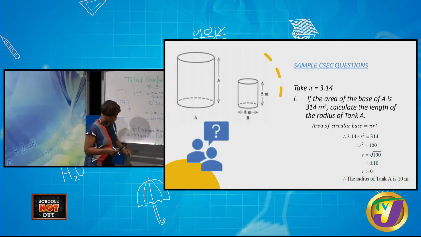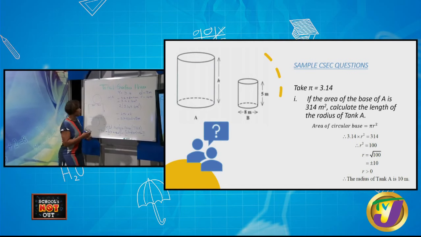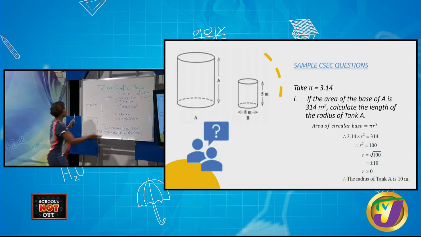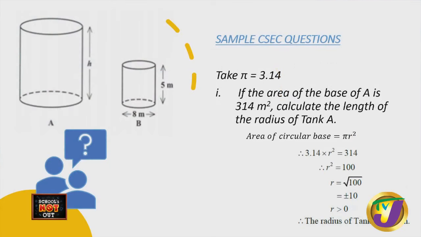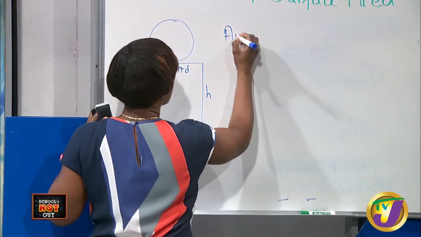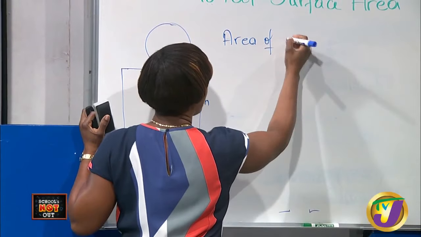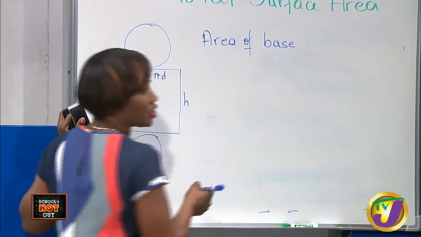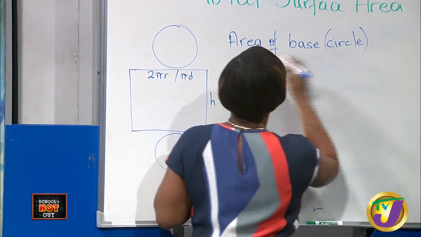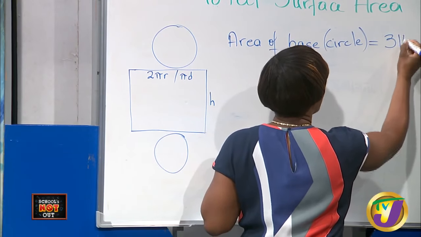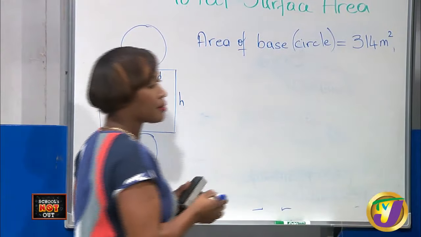So I'm going to take this off the board. Give me a minute. There you go. We're going to take this off and look at the area. So you're told that the area of the base, remember what the base is? What shape is the base? The base is a circle. We're just going to put it in brackets here. The area of the base is equal to 314 squared meters.